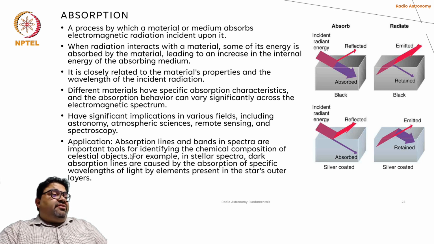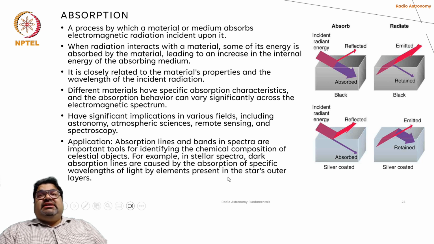Applications of absorption: absorption lines and bands in spectra are important tools for identifying the chemical composition of celestial bodies. For example, in stellar spectra, dark absorption lines are caused by absorption of specific wavelengths of light by elements present in the star's exterior layer.